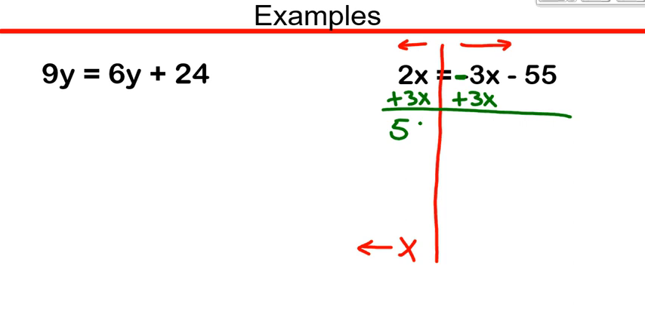2x plus 3x gives me 5x. And of course, these guys are going to cancel, leaving me with -55. Be careful with that. That negative travels with the 55. Okay, so they have to stay together. All right, now I'm going to divide both sides by 5.